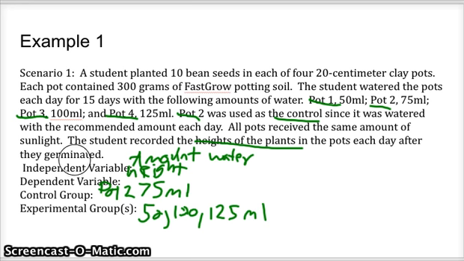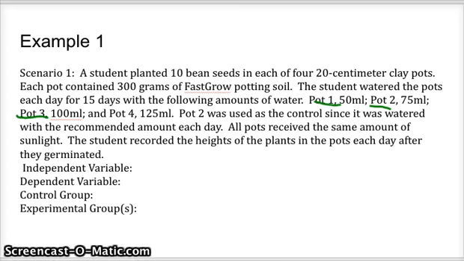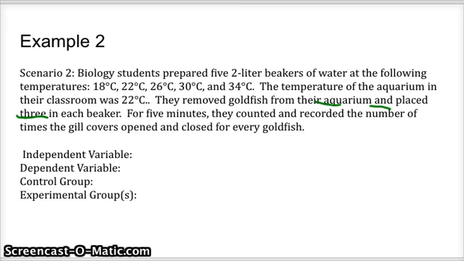All right, so now we're going to go on to one more example. All right, so a biology student prepared 5 2-liter beakers of water at the following temperatures. Those are your temperatures. Temperature in the aquarium of their classroom was 22 degrees Celsius. They removed the goldfish from the aquarium and placed 3 in each beaker. For 5 minutes, they counted and recorded the number of times the gill covers opened and closed. All right, so again, if you look at our groups, we have 18, 22, 26, 30, and 34. So what's different between those groups? The temperature. So we were trying to see how temperature affects the goldfish.